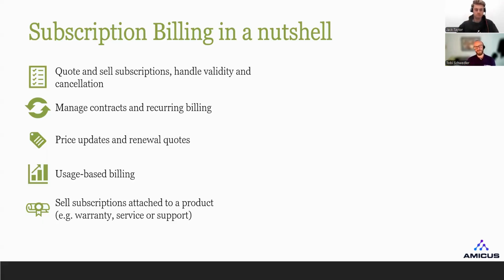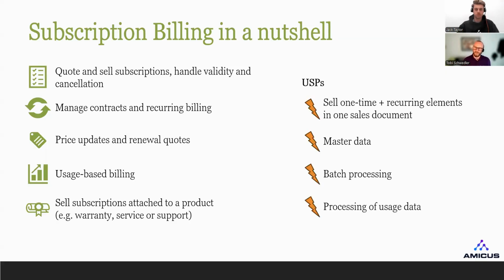It's a very flexible module, so you can sell subscriptions as they are, or you can attach a subscription to, for example, a hardware product, if you think of stuff like maintenance and warranty and service attached to something that you're selling. So it's pretty flexible. And the unique selling point is, and this is not possible in the BC standard, you can combine selling a one-time element and a recurring element at the same time in the same sales document.